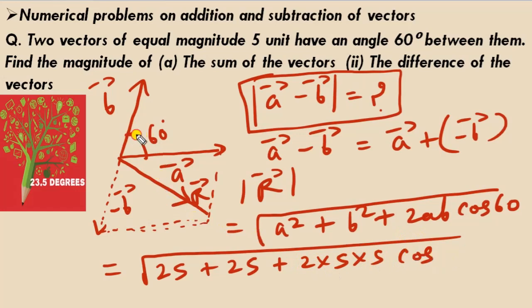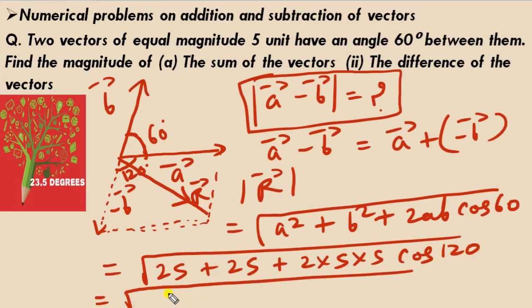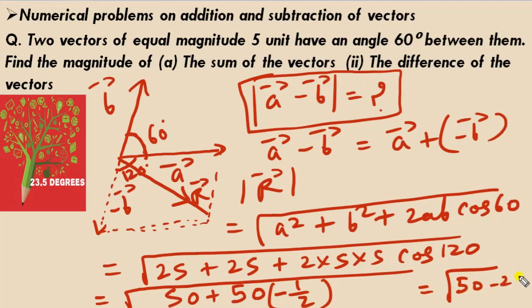If this angle is 60, this angle would be 180 minus 60, that is 120, because this makes a straight line. Okay, so if this part is 60, then this part would be 180 minus 60, that is 120. Cos of 120, that is square root of 50, plus 5 into 5, 25 multiplied by 2 gives 50. Cos of 120, that means cos 90 plus 30, that means minus sine 30, that means minus 1 upon 2. So this will give us root under 50 minus 25, that is root under 25, which is 5.